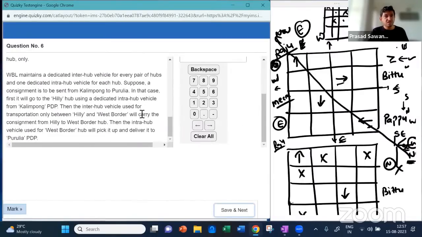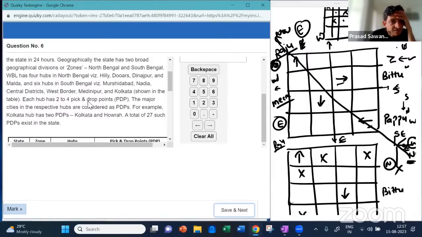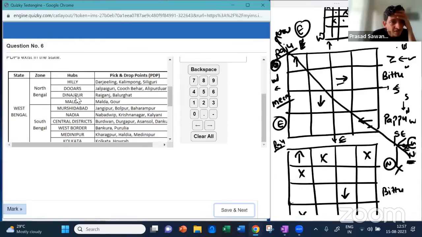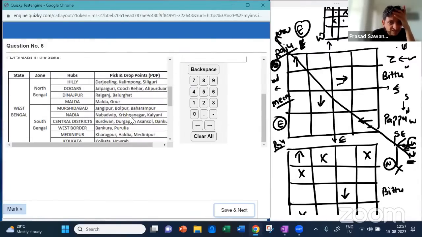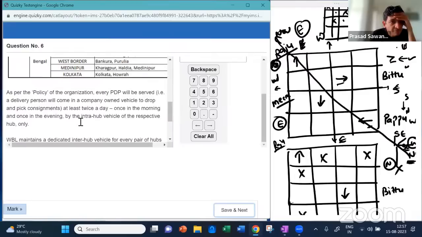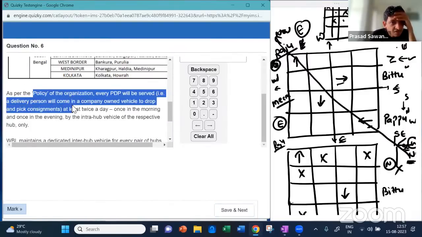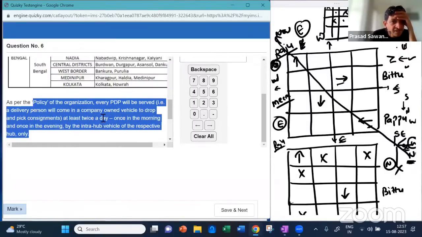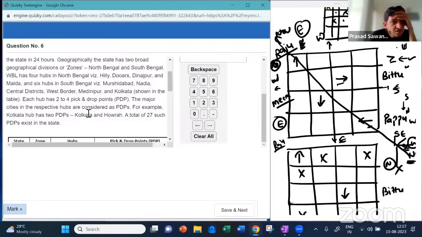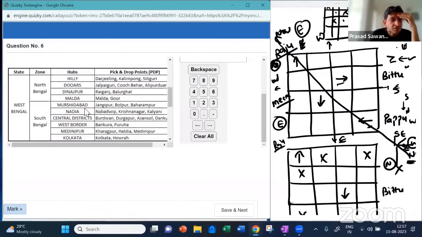So great. What do we have to do in this one? Let's see quickly, because this is the theta one. What is this? Two zones, 1, 2, 3, 4, 6. So many villages. What happens here? Every PDP, the last part, will be served at least twice a day. Once in the morning, once in the evening. Intra hub vehicle. What is intra hub? What is a hub? Okay, these are the hubs. Okay, 10 hubs are there.